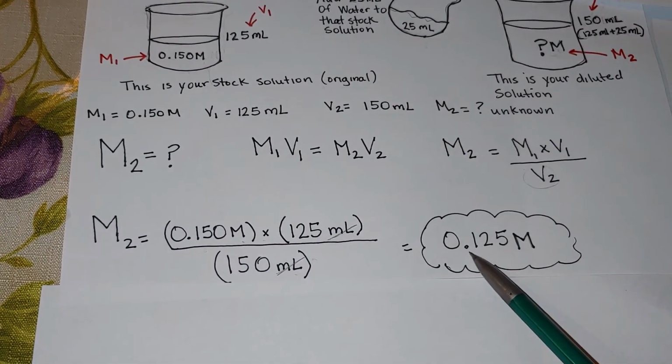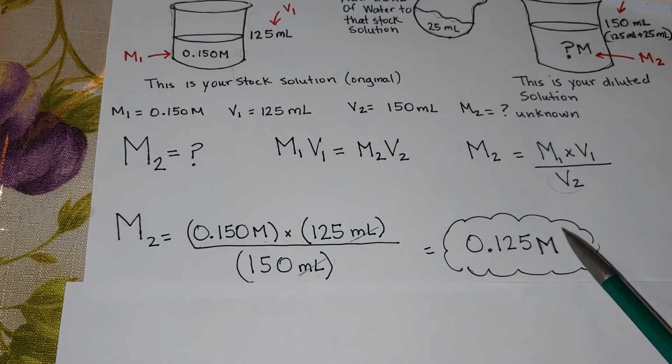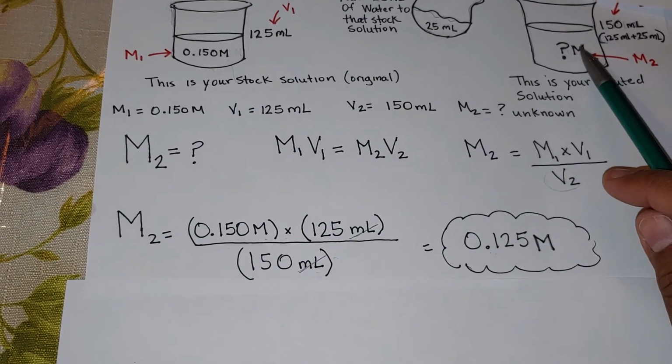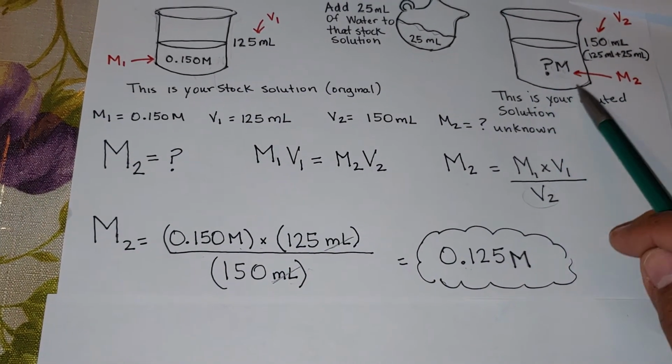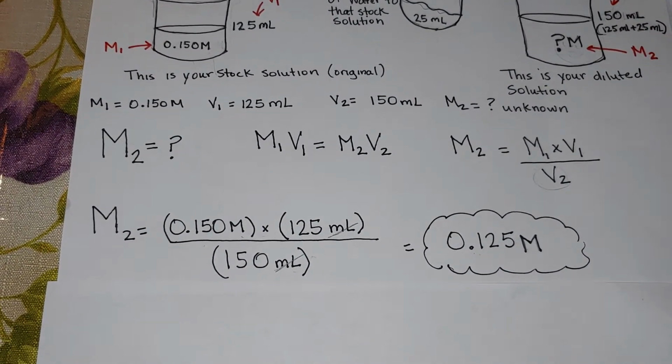Put that in your calculator. You should end up with 0.125 molar. That would be our molarity for our diluted solution, and that's obviously our answer.